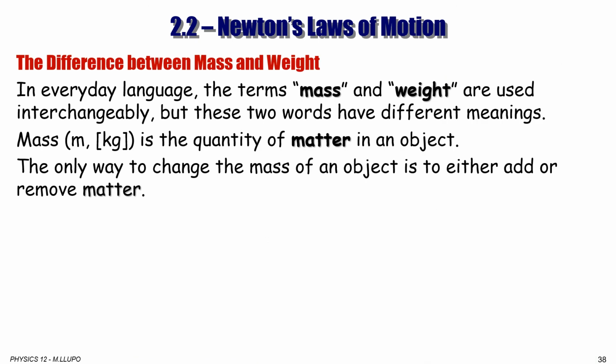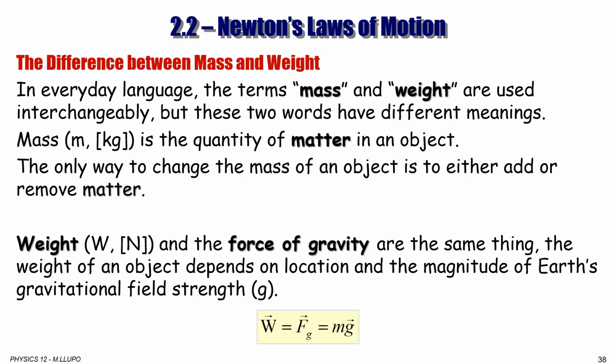In everyday language, the terms mass and weight are used interchangeably. But these two words have different meanings. They are not the same. While mass is a quantity of matter in an object, weight depends on mass but depends on gravitational acceleration as well. The only way to change the mass of an object is either to add or remove matter. So weight and the force of gravity are the same thing.